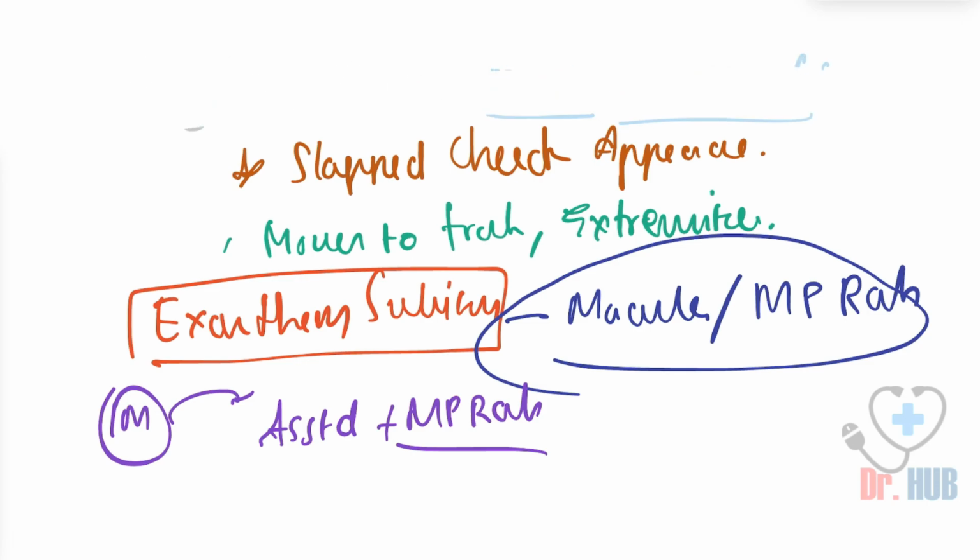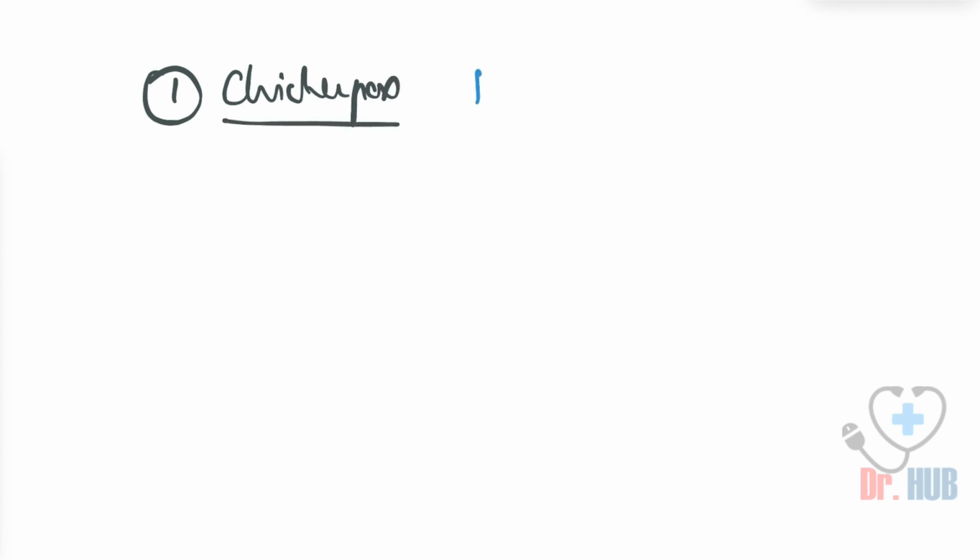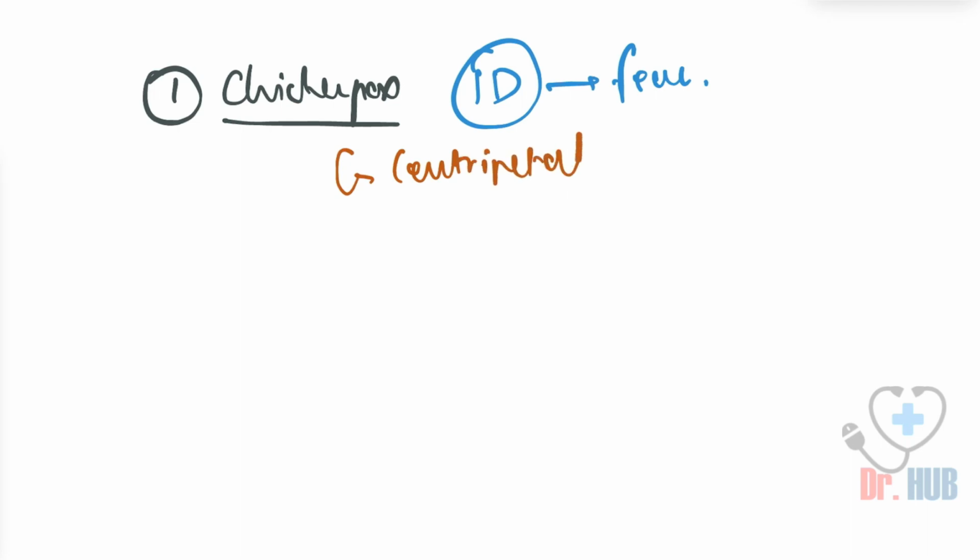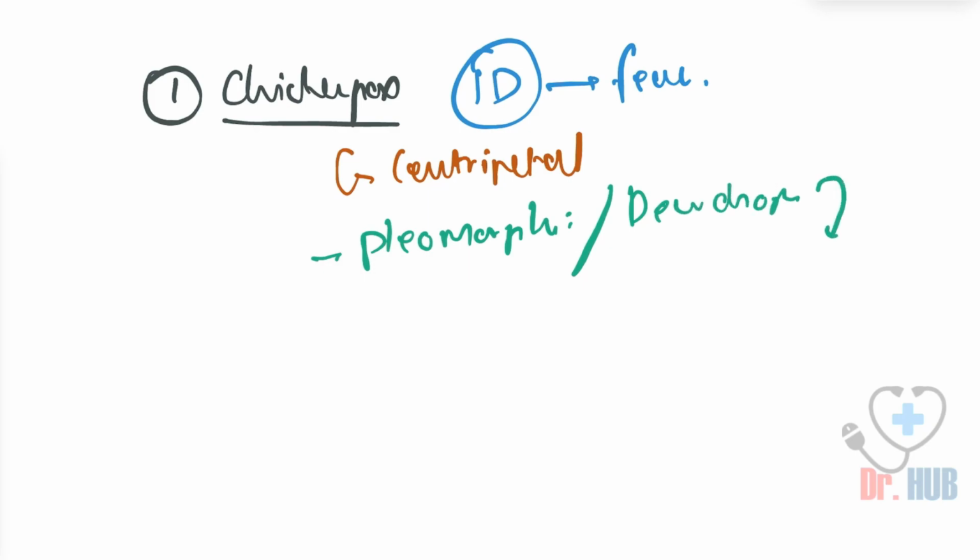Now we are going to answer the questions which we asked. The first question we asked was, how are the rashes in case of chickenpox? In chickenpox, it appears on the first day of the fever. There is a centripetal distribution. Then it is also pleomorphic, and there are dewdrops on rose petal appearance present.